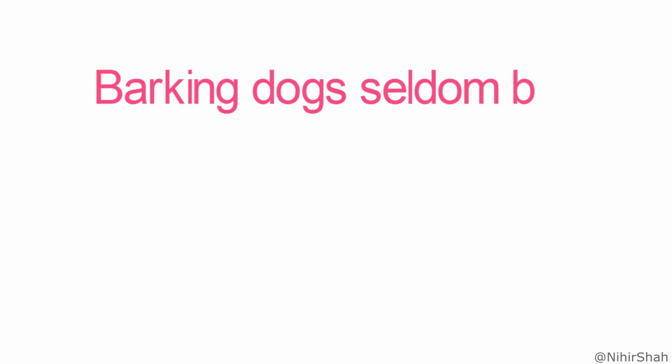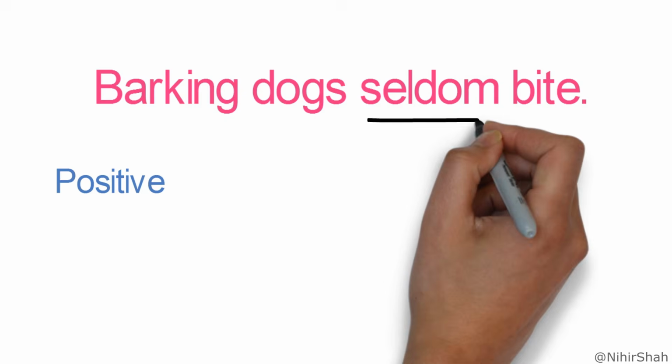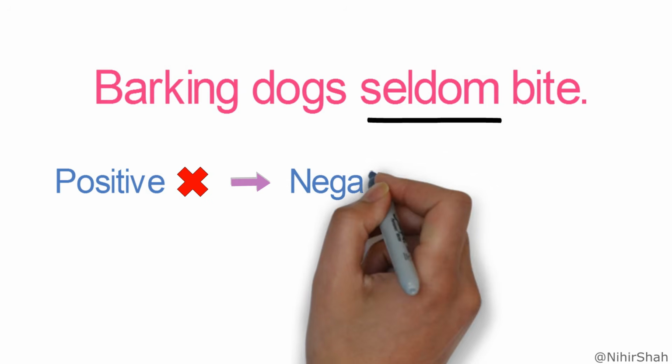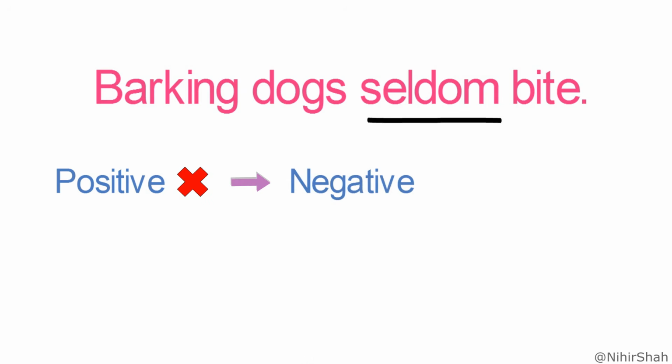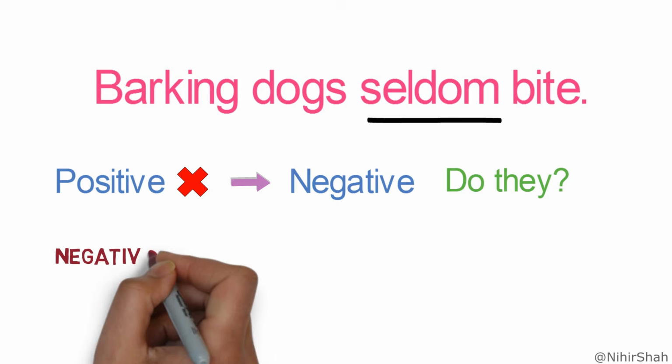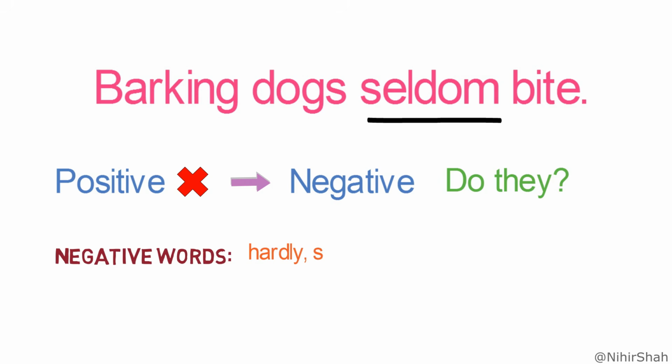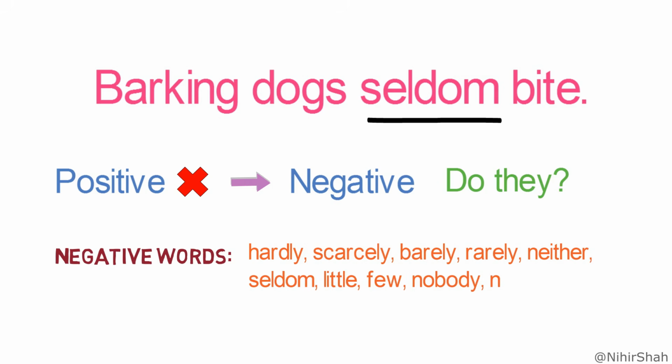Barking dogs seldom bite. Here, we might think that the sentence is positive. But because of the word seldom, the sentence is in negative form. So, the question tag is do they and not don't they. Some of these negative words are hardly, scarcely, badly, rarely, neither, seldom, little, few, nobody, none, and nothing. Let's look into next example.